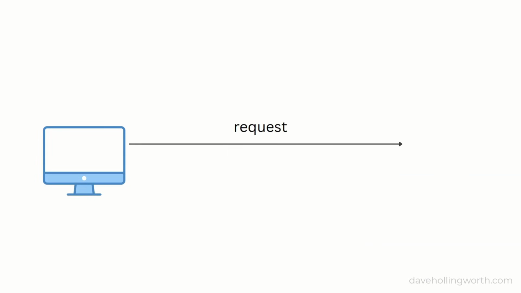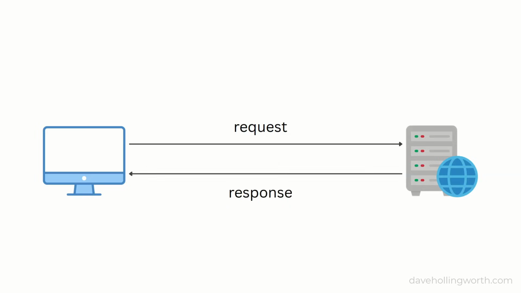When you enter a URL into a browser, submit a form, or use an API client, this sends a request to the web server. Upon receiving the request, the server processes it and sends back a response. The request and response are referred to as HTTP messages.